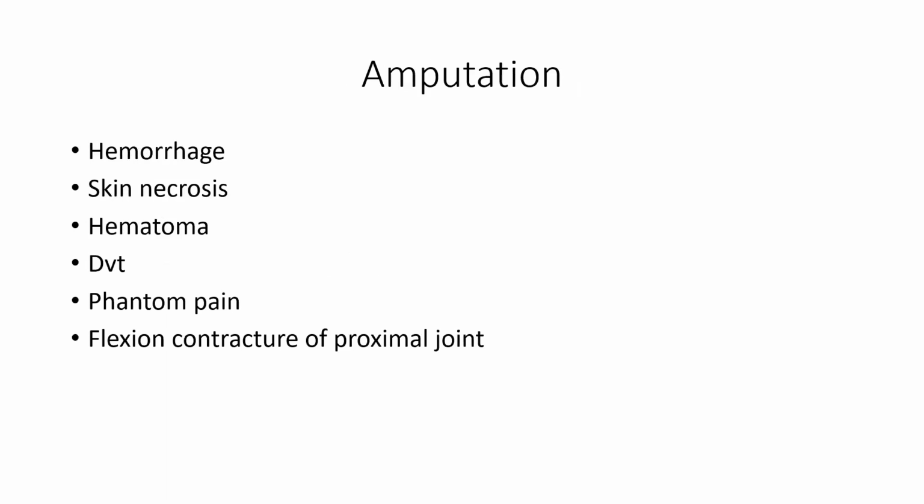There can be hemorrhage in the patient and skin necrosis or flap necrosis where the sutures are made. So the site should be monitored properly, and if there is ascending necrosis, then the site should be refashioned. There can be hematoma, there can be DVT, and phantom pain can occur. For phantom pain, antipsychotic drugs can be suggested to the patient. And for flexion contracture of proximal joint, physiotherapy is advised as a mode of management.